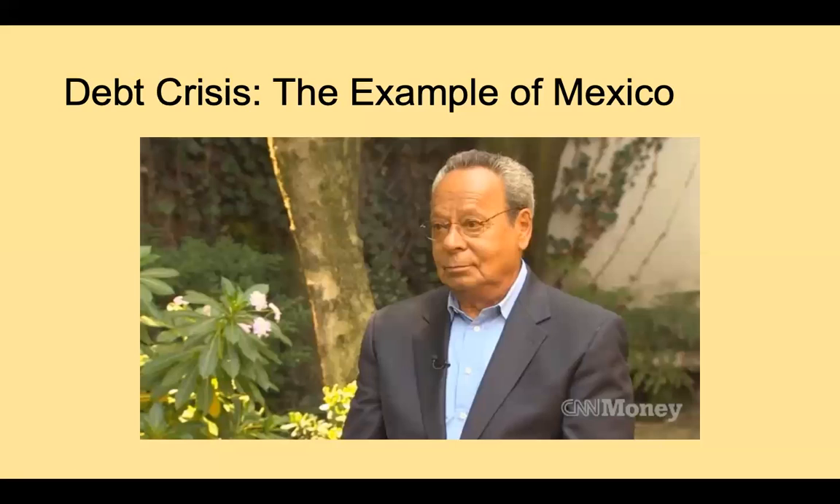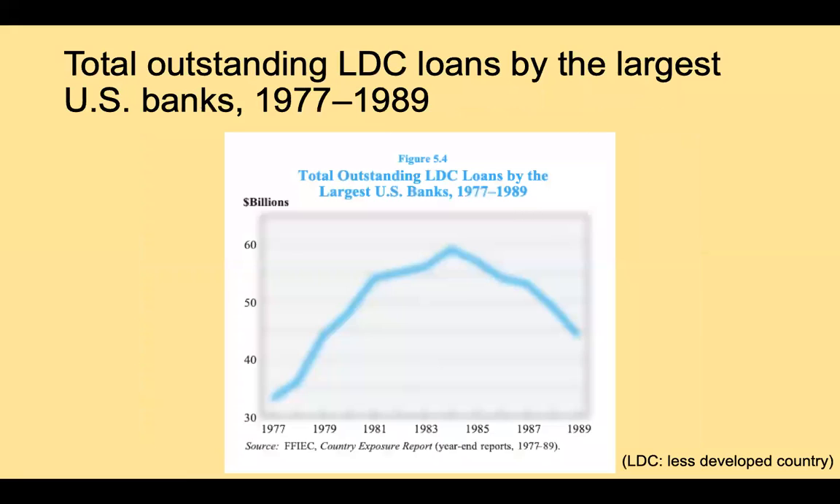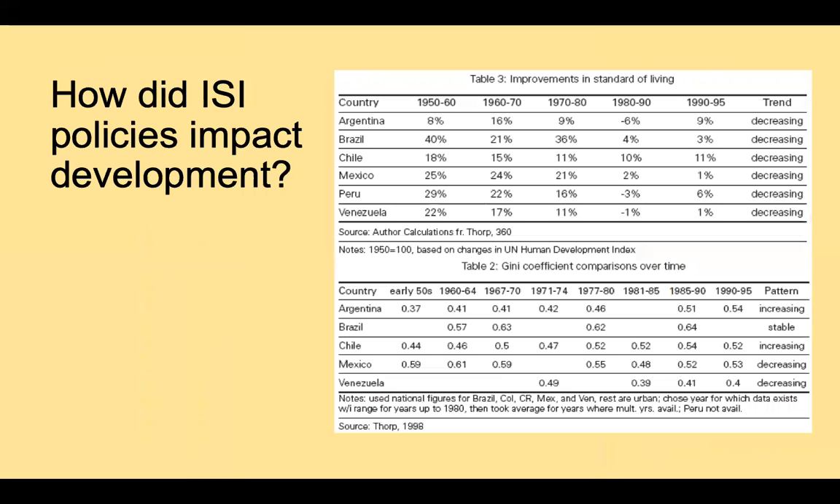Before we discuss that process of reform and neoliberal economics and the eventual crisis of neoliberal economics, I want to discuss ISI and development more. And I'd like to focus on improvements in the standard of living. And these, again, show the percent change in the UN Human Development Index coefficient. And so take Argentina, for example.